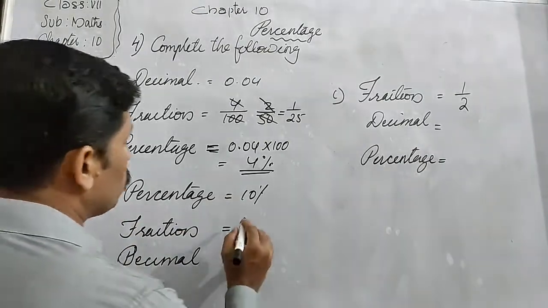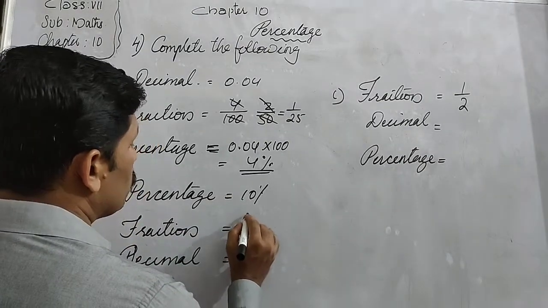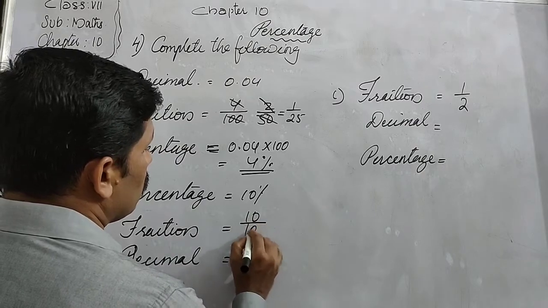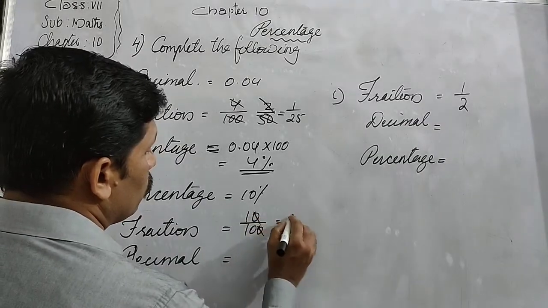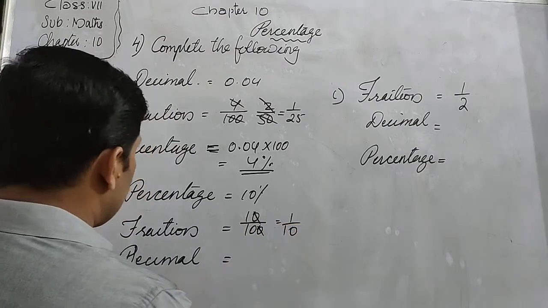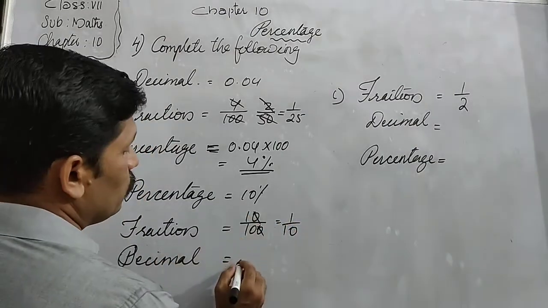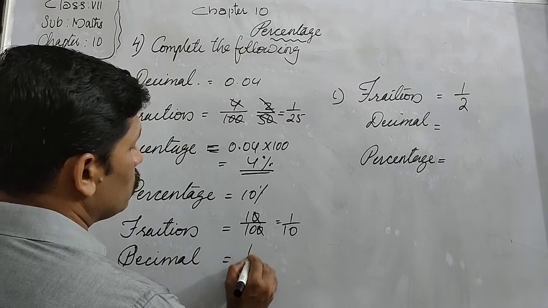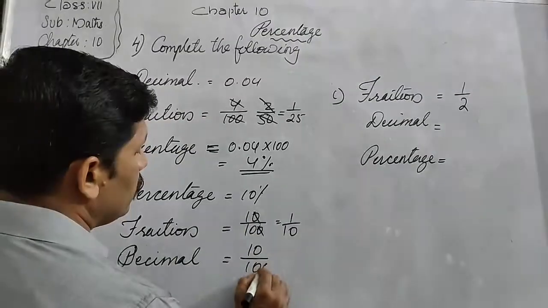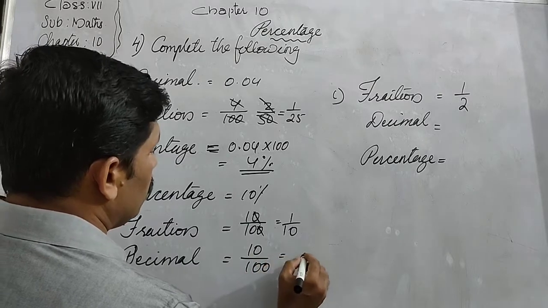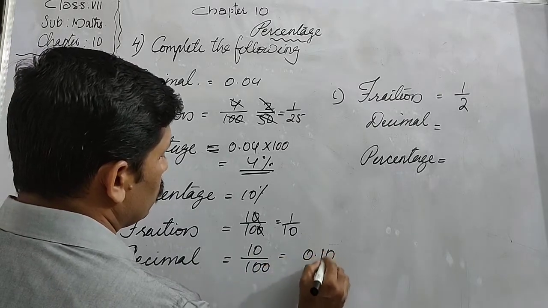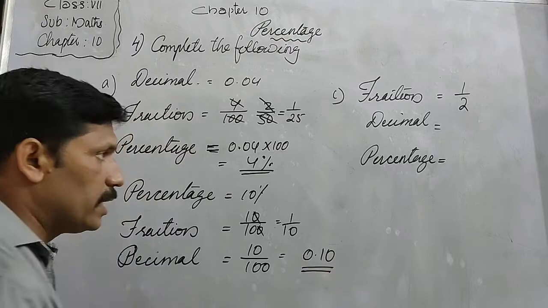Next, here percentage is given in the second question B. We want to change it to a fraction. In order to change percentage to fraction, we write it as the number over the denominator 100 and cut and reduce. Then it will be equal to 1 upon 10. Next, this percentage into decimal. Here we write it as a fraction and divide by the denominator. So it will be 0.10. 0.10 is the decimal.